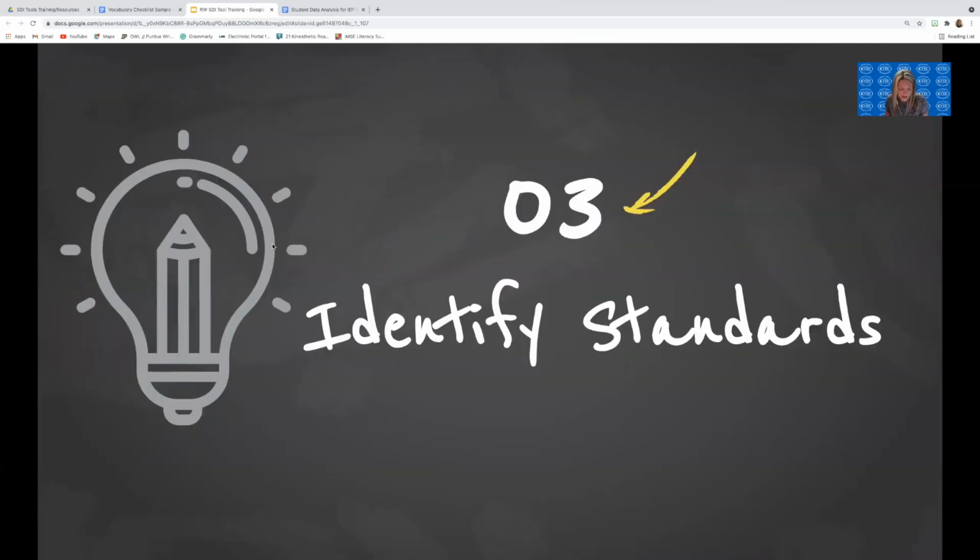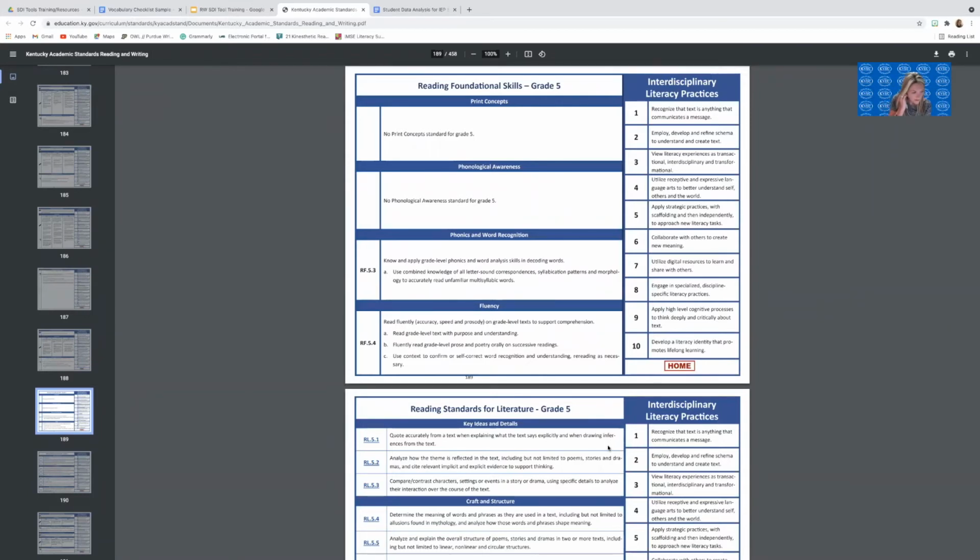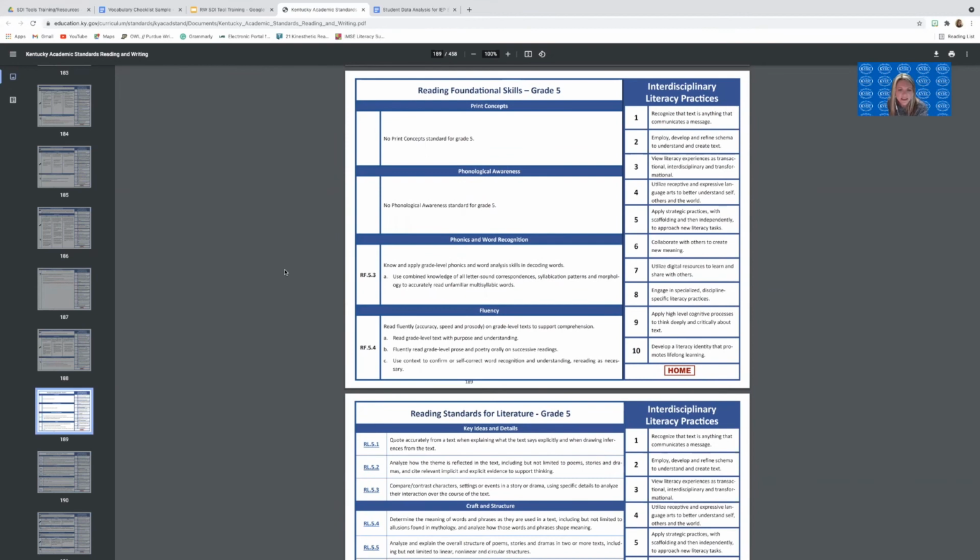After we determine that, look at your Kentucky Academic Standards and see what standard you can align her problem indicator to. Let me help you out here a little bit. So we will use the fluency so we can all be on the same page. Read fluently with accuracy, speed, and prosody on grade level text to support comprehension.